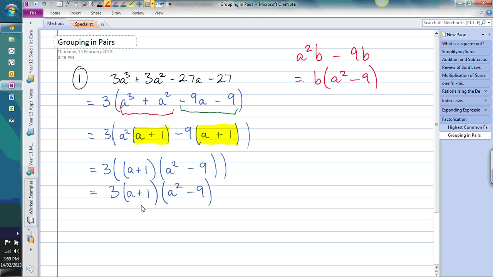Now, this is actually not as fully factorized as it can be. This last part here can be factorized further, but to do that we're going to have to look at another method called the difference of two squares, and we'll come back to this problem in a couple of videos and deal with how we would factorize this last part further. But as far as the grouping in pairs goes, this is as far as we can go with that method.